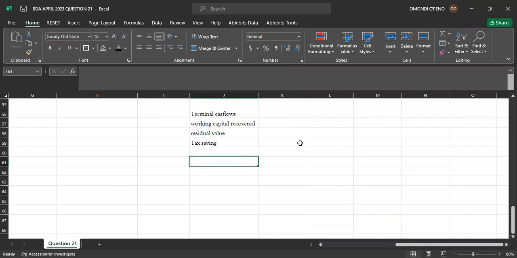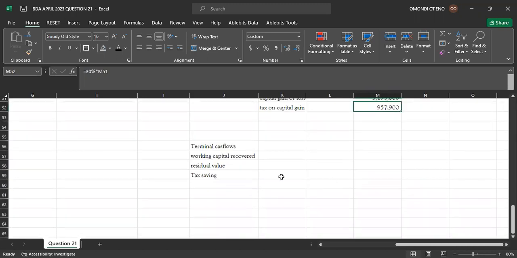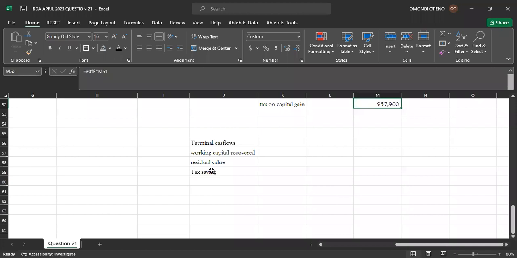In this case, they are disposing it at 20, and the net book value is 16. That's a capital gain. So what they are getting here is tax on capital gain. It is not tax saving, it is tax expense. So we now eliminate this as per our question.